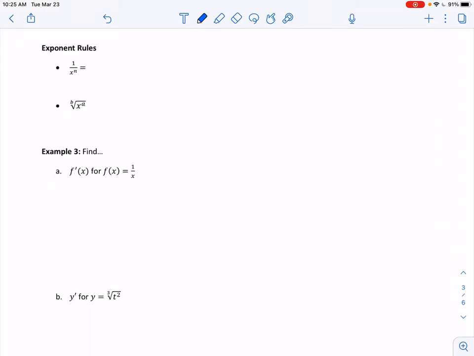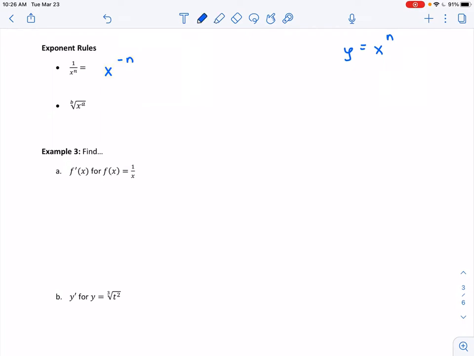The power rule is really nice, and it makes the process of finding a lot of derivatives much, much easier. But it only works if your function looks like y equals x to the nth power. So there's a few functions that we need some exponent rules to rewrite so that we can use the power rule. The first one: if you have a power of x in the denominator, 1 over x to the nth, I can rewrite that function as x raised to the negative n power. And once you've rewritten it in this way, then you can go ahead and use your power rule.